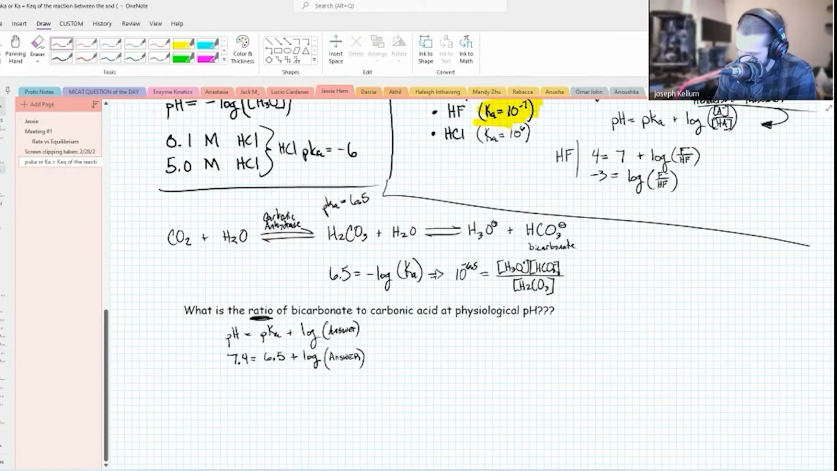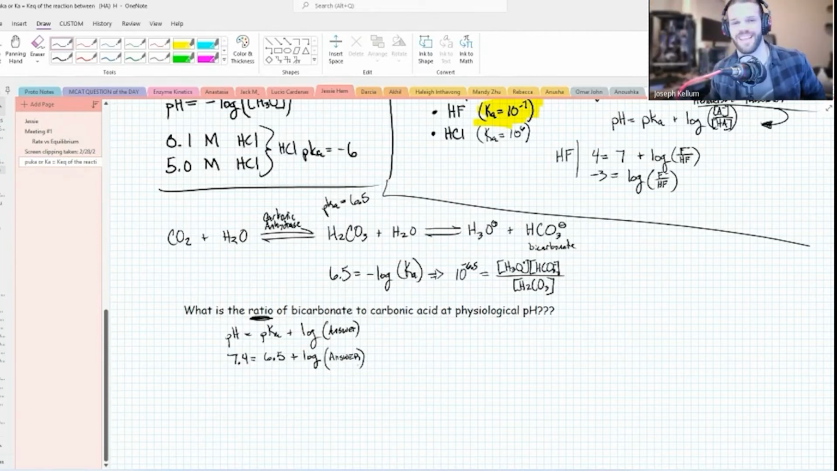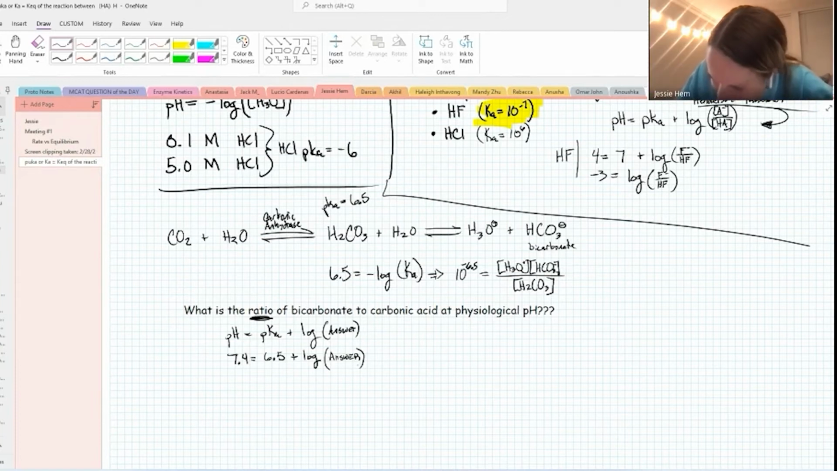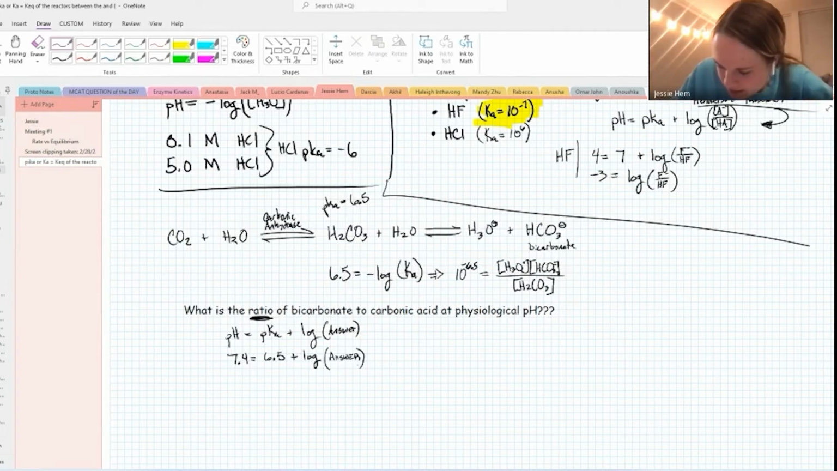You don't even need that right now. See how I keep writing log of answer? Because the ratio is the answer. That's how they ask it all the time. It's just HCO3 minus over H2CO3, and this ratio equals the answer.